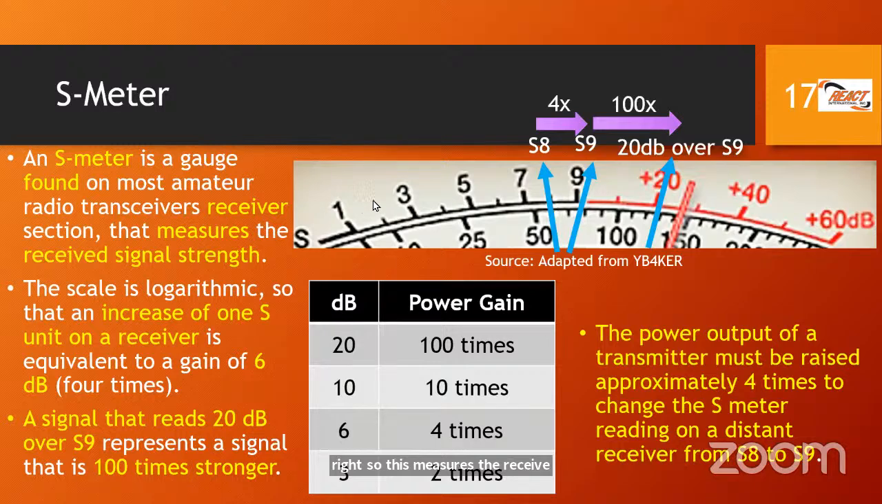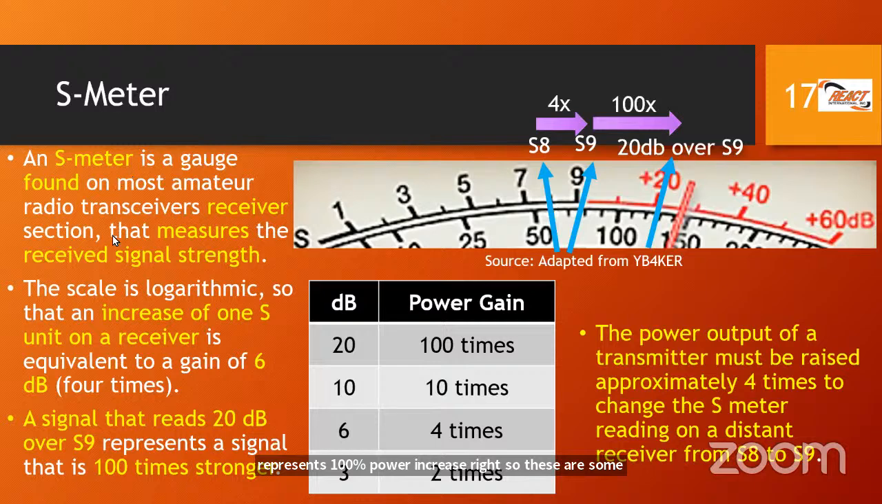We have a receiver, and our incoming signals will be shown on this gauge here. We've just shown a couple. This is S8, this is S9. If we have a signal that was S8 and all of a sudden it's gone to S9, that means a 4 times increase in the signal. And similarly, if we have an S9 signal and that operator turned on an amplifier and all of a sudden that signal has gone to 20 over 9, or plus 20 dB, that represents a 100 times power increase. So these are some exam questions that we have to deal with as well.